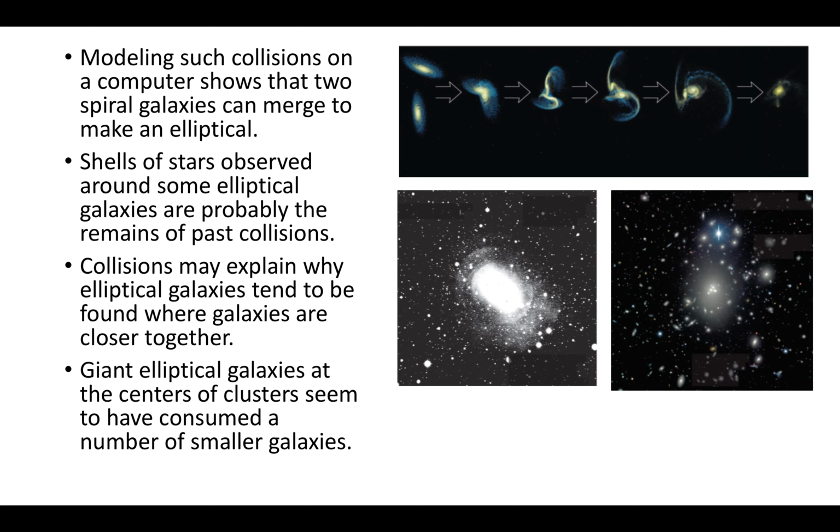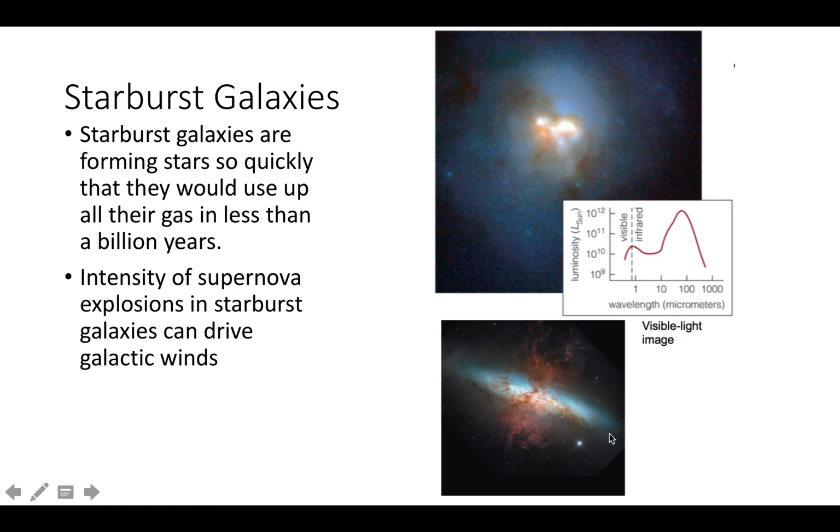And then obviously looking at these collisions, we can explain why elliptical galaxies, remember, are really, really close together in clusters versus spirals, which were just in groups of a few dozen. Giant elliptical galaxies at the centers of clusters seem to have consumed a number of smaller galaxies. So yeah, one galaxy can kind of swallow another.